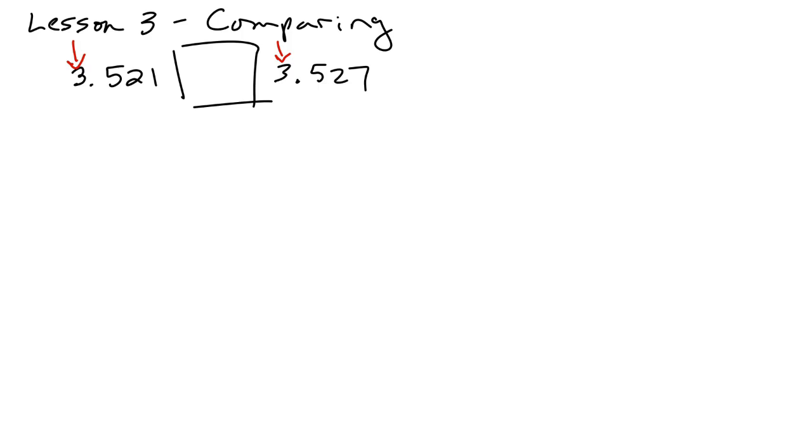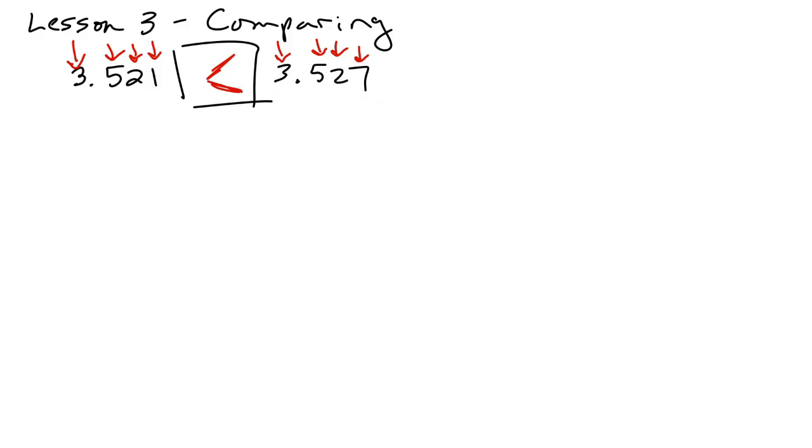So here they do. Look to the furthest left, 3 and 3, that doesn't help us. Then we start moving to the right. 5 in the tenths place, 5 in the tenths place, that doesn't help us. Move to the right. 2 in the hundredths place, that doesn't help us. Move further to the right. 1 and 7. 7 is bigger than 1, so 3.527 is bigger than 3.521.